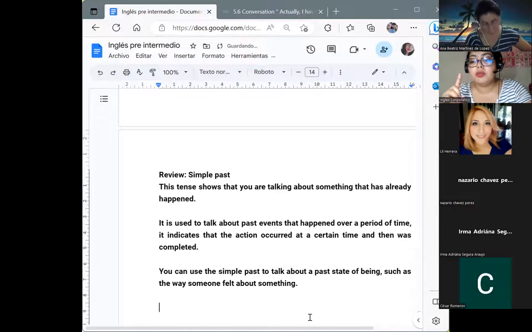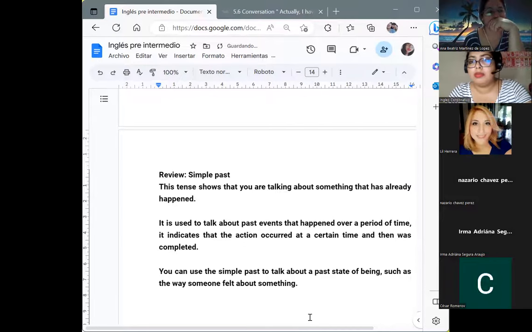And in the present perfect, you are talking about situations that happen or begin in the past and are continuing in the present or are going, and they are going to be completed in some cases in the present or has to be with present time. Esa es como una de las diferencias más grandes, ¿verdad?